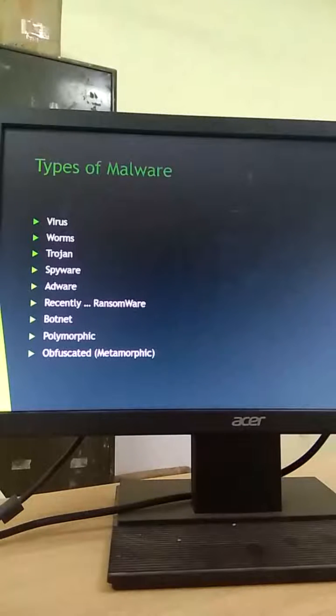The last two categories are polymorphic and obfuscated malware. These two are techniques, and they can be used in all of the above malwares. So a virus can be a polymorphic virus, a Trojan can be an obfuscated Trojan, and obfuscated spyware can also be there.